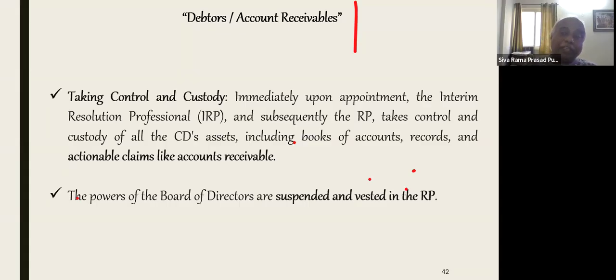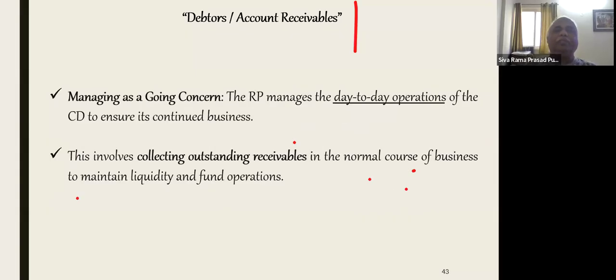The powers of the board of directors are suspended and given to the RP. Then you are the custodian, you are the controller of that particular book debts or account receivables. The RP manages the day-to-day functions, and the CD continues the business. Once they continue the business, you require funds. Why not collect the funds and use them for continuity purposes? If it is recoverable, this involves collecting outstanding receivables in the normal course to maintain the liquidity and fund operations.